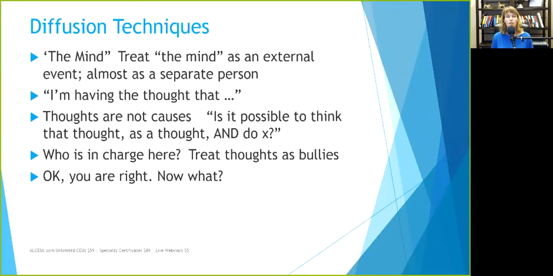Helping people learn that thoughts are not causes. It's possible to think that thought as a thought and do X. Is it possible to think that this is really scary, but do it anyway? Certainly. Is it possible to think that I'm never going to get through this and get through it anyway? Absolutely. Thoughts are not causes. They are just interpretations, or our mind's best guess about what's going to happen.